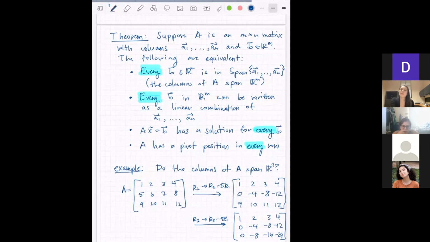So I have a question. Is there any sort of connection between every B being in the span, and an augmented matrix having infinitely many solutions? Right. So if the augmented matrix has infinitely many solutions when you form it using A and B, then you cannot write every B as a linear combination, meaning that not every B is in the span of the columns.